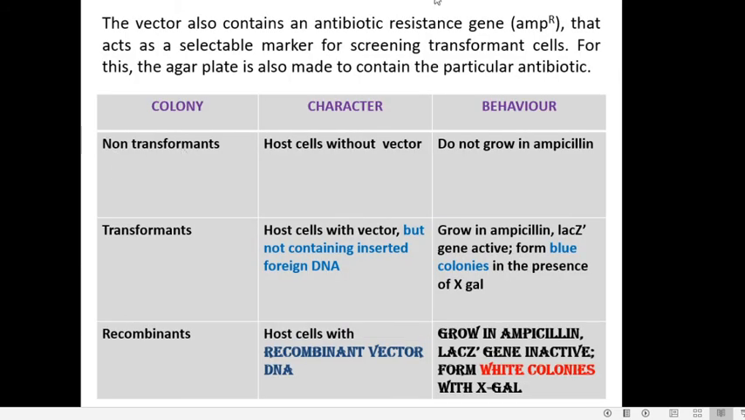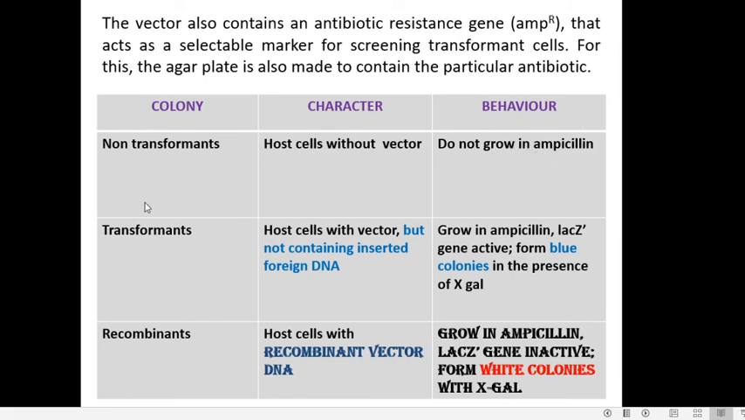That means there are three types of cells you can expect. The non-transformants which didn't take up any vector, the transformants which take up the vector, the recombinants. So these transformants can be non-recombinants as well as recombinants. What are non-recombinant transformants? Which have taken up only pUC19 vector but no foreign DNA. And recombinants are those cells which have taken up the pUC19 vector with the foreign DNA. So we will just go to their behavior and character.